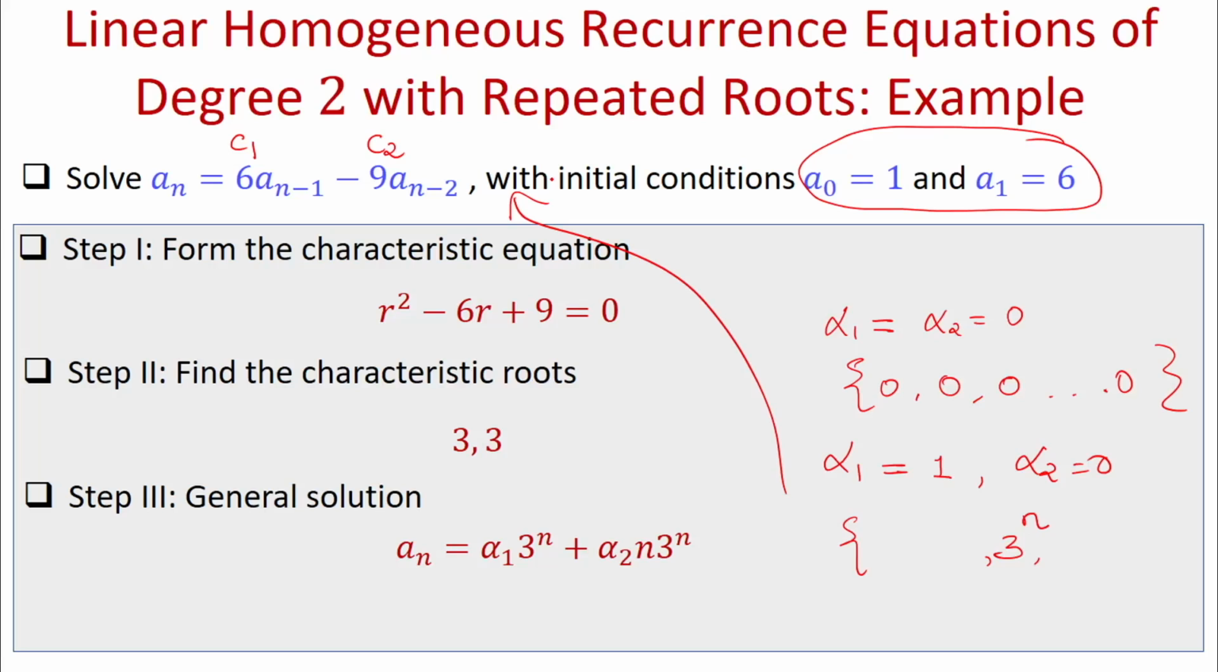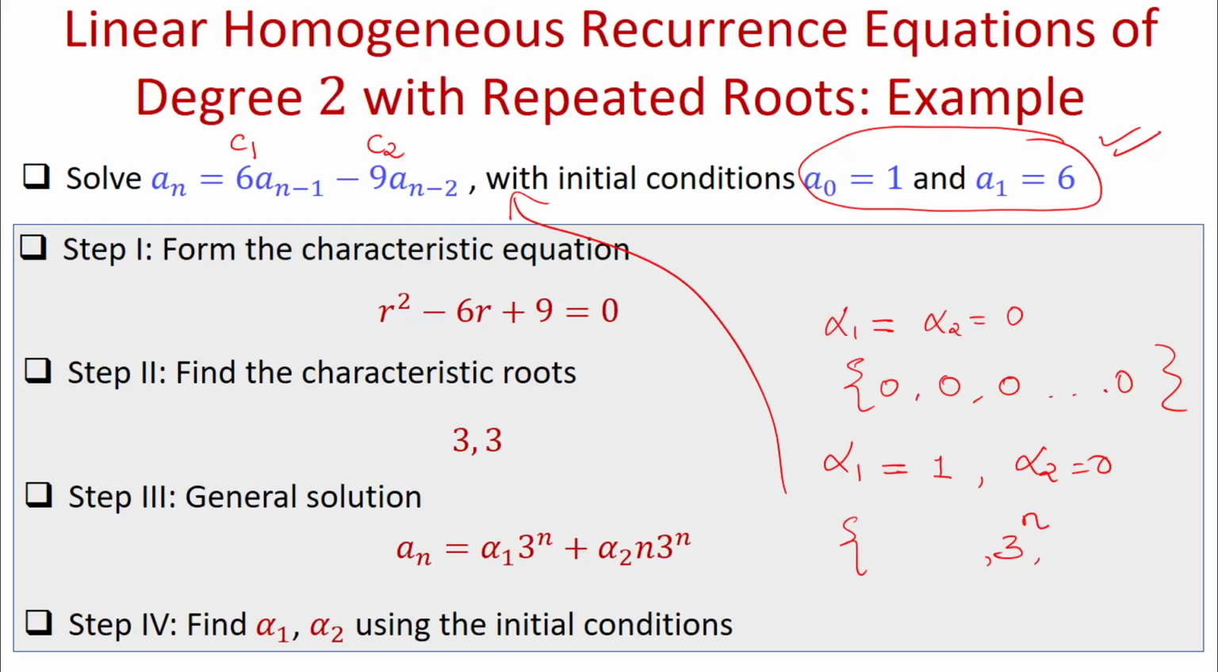So by substituting different values of alpha 1 and alpha 2, you will get different sequences satisfying the recurrence condition. But now, since we are also given the initial conditions, we will be interested to find out the exact sequence satisfying the recurrence condition as well as having the initial terms 1 and 6.